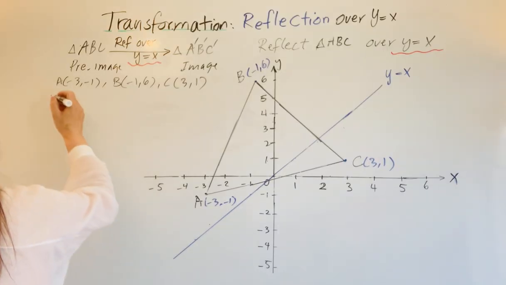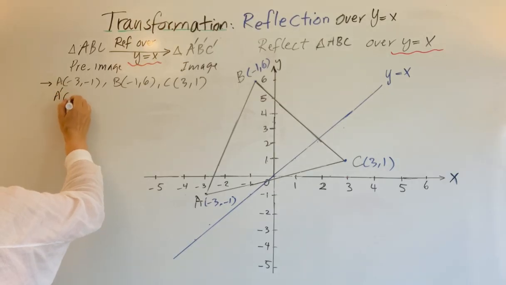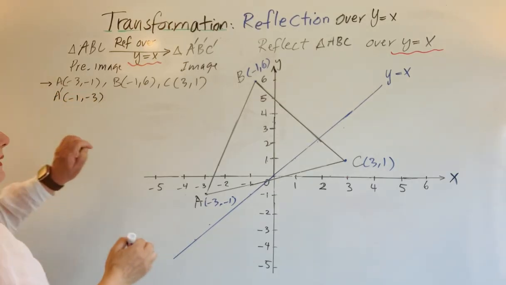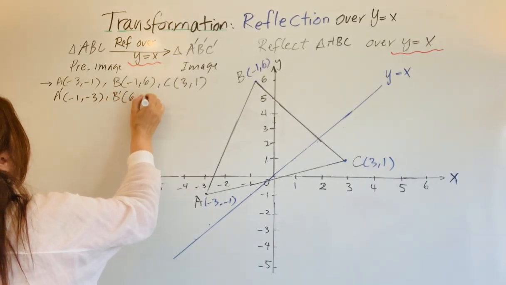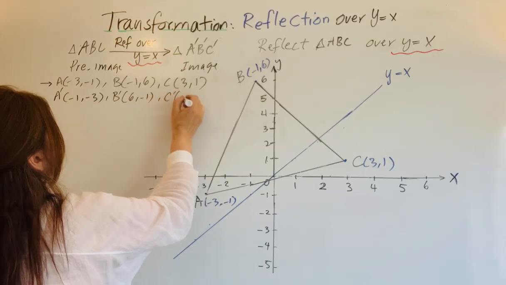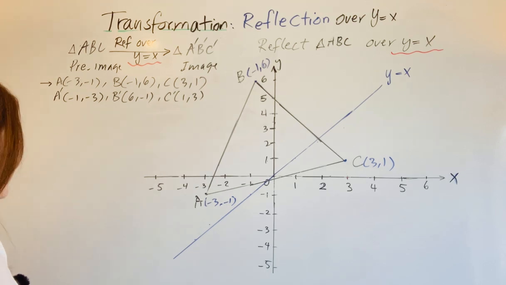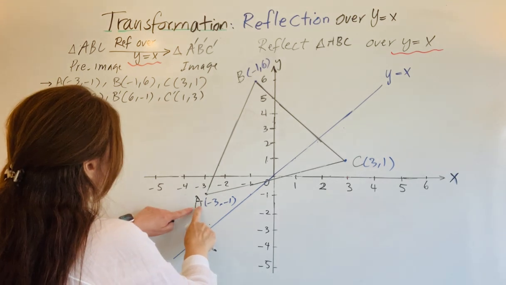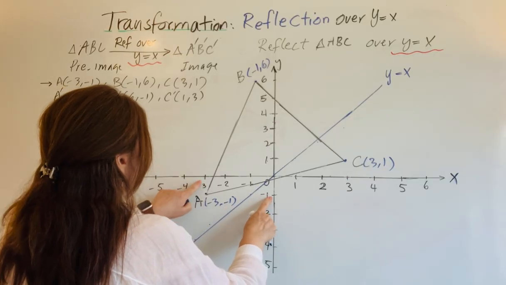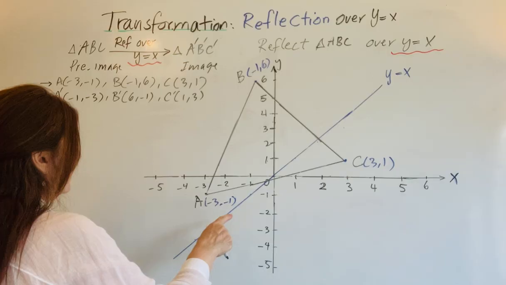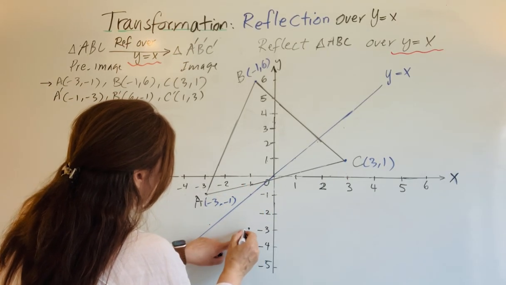If this is the pre-image, A prime is (-1, -3). Just exchange them. B prime is (6, -1). C prime gets (1, 3). Just exchange the x and y. For example, A is (-3, -1), so we choose (-1, -3). (-1, -3) is here. Yes, this is A prime.